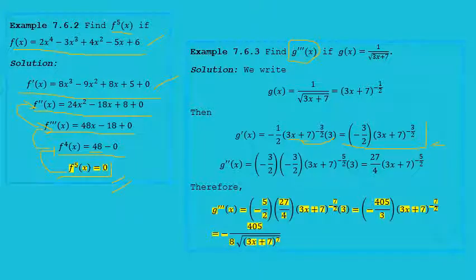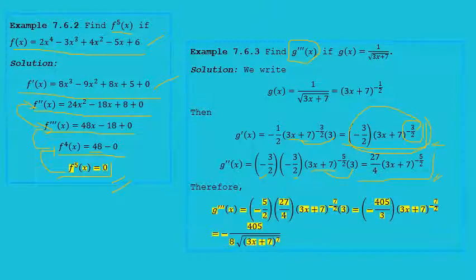To get the second derivative, this will be our basis. So negative 3 over 2, this is it. The second negative 3 over 2 comes from the exponent. Then just copy 3x plus 7. The exponent becomes negative 3 halves minus 1, which is negative 5 over 2, times the derivative of 3x plus 7, which is 3. So this becomes 27 over 4, because 3 times 3 is 9, times 3 is 27. Negative times negative is positive, 2 times 2 is 4. So this is the second derivative.